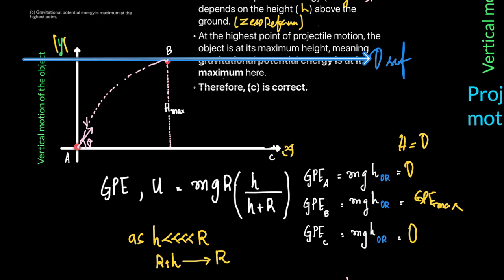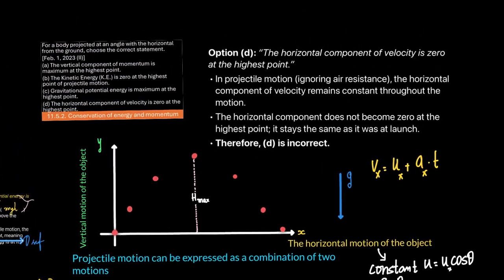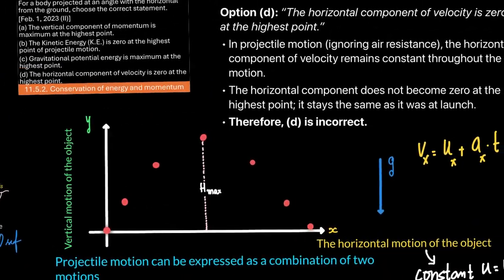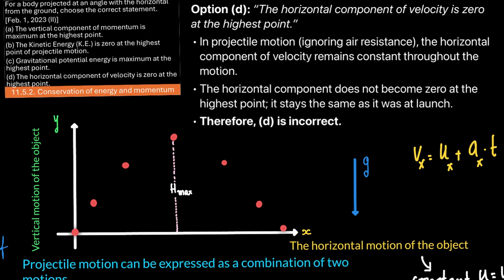Okay, so having said that, let us now move on to the last section. So here the statement says the horizontal component of velocity is 0 at the highest point. In a projectile motion, if you ignore the air resistance, the horizontal component of velocity will always remain constant throughout the motion. Something that we're discussing right from the first diagram.